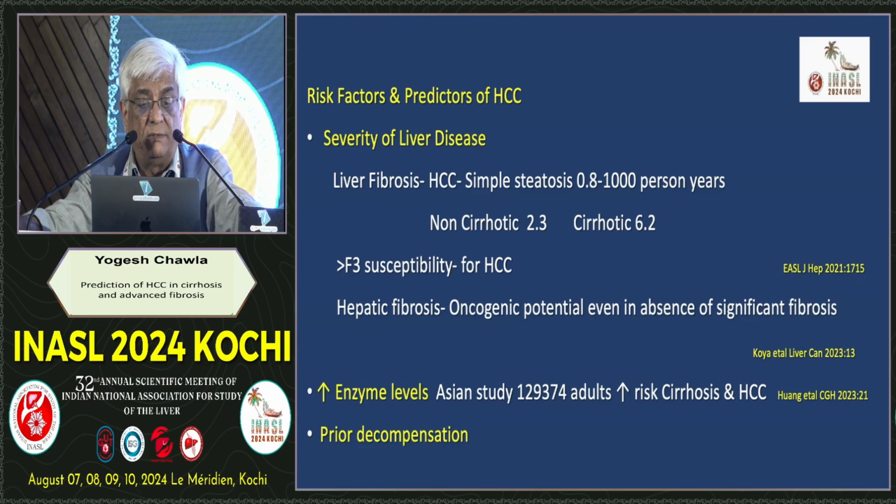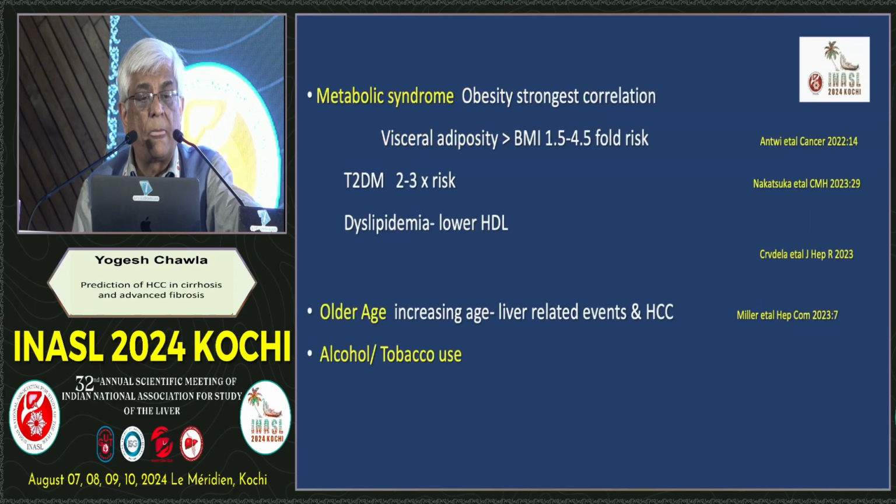Increased enzyme levels. An Asian study has shown that it increases the risk of cirrhosis and HCC. Anyone with a prior decompensation is likely to develop HCC. Metabolic syndrome, especially obesity, has been found to have a strong correlation, and it's more the visceral obesity rather than BMI that increases the HCC risk 1.5 to 4.5 fold.